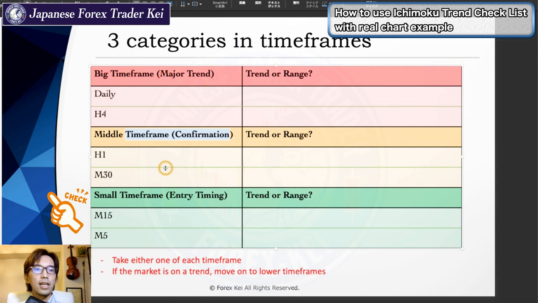And when the currency pair passes these two tests, then you go down to the 15 or 5 minute chart and try to capture where to take a buy or sell in these lower time frames. Alright, so let's start from this bigger time frame analysis here. So first you start here.